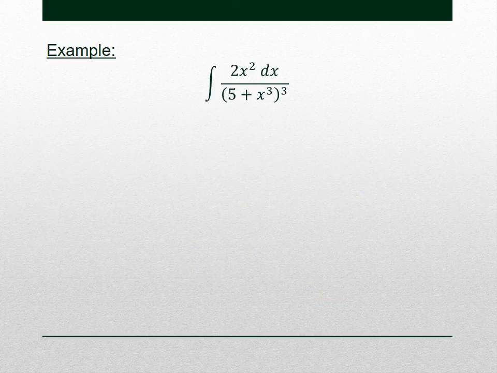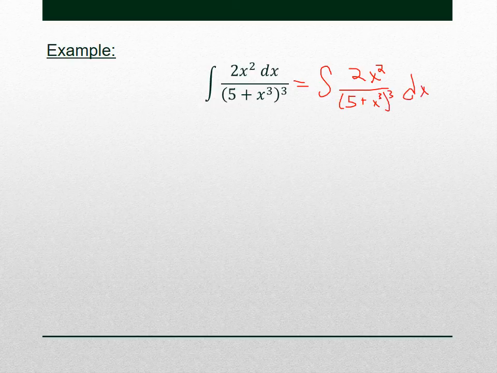For example, this time we have 2x squared dx over 5 plus x cubed, all cubed. Right, so whether or not that dx is in the numerator, it doesn't matter. I just want to show you guys that this is another way to write the same thing, where instead of the dx being off to the side, you can just stick it in the numerator. And if you see that in your homework, you should know that this is another way to write that. It's the same thing.